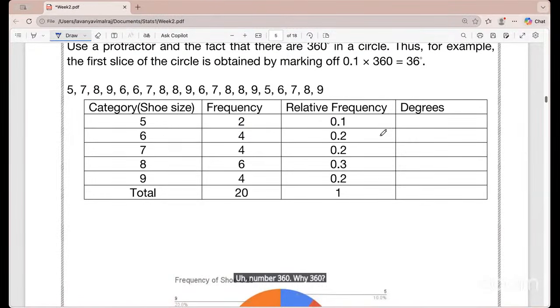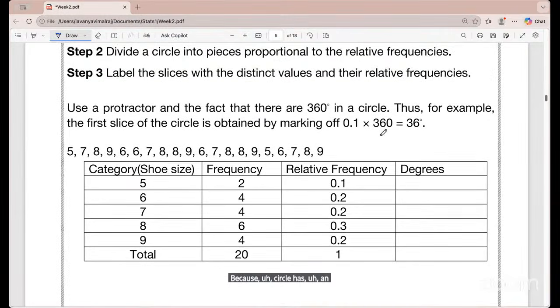Why 360? Because a circle has an angle of 360 degrees. Pi is half a circle, and one complete circle is 2 pi, which is 360 degrees. So 180 is just half, and now you have the entire circle, so 360 degrees.